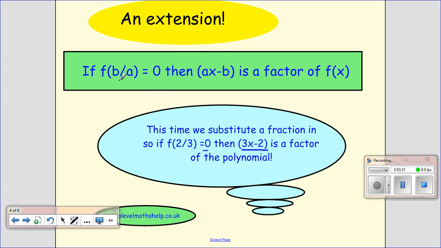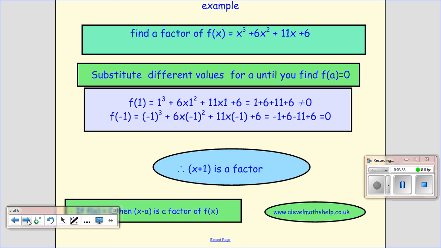Now just be careful with the a's and b's and make sure you get them the right way round. In this case, the a goes in front of the x, and the b is the number you're subtracting. Now you might also be asked to find a factor. If you're just being asked to find one factor, you would substitute different values for a until you found the value of a which meant f of a equals 0.